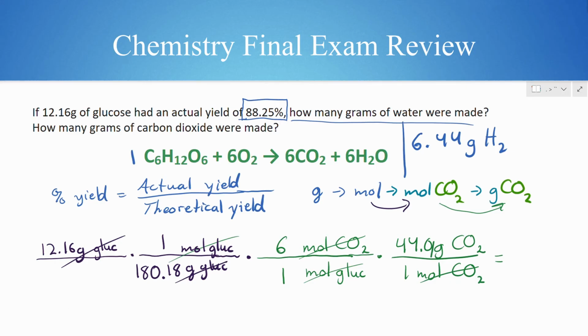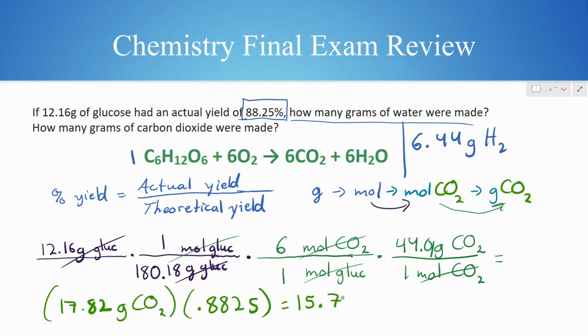We get 17.82 grams of carbon dioxide, but remember, we had an actual yield of 88.25%. We need to multiply this theoretical yield by the actual yield to get our actual number of grams. When you multiply these two numbers, you get 15.73 grams of carbon dioxide. Alright, so this is how much water you can make, and this is how much carbon dioxide you can make.